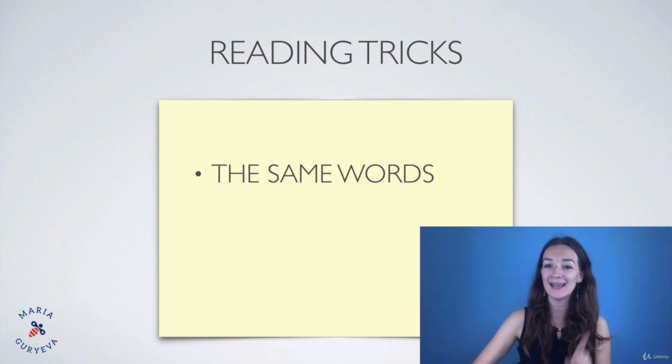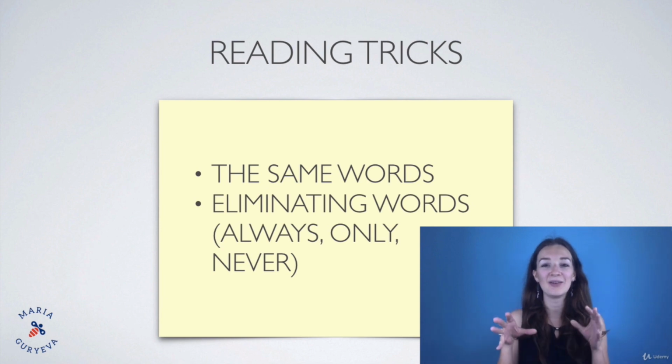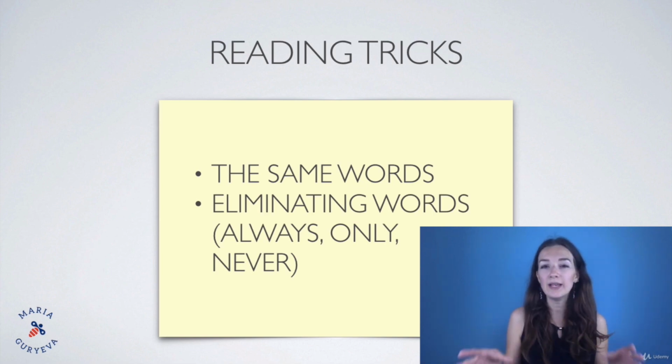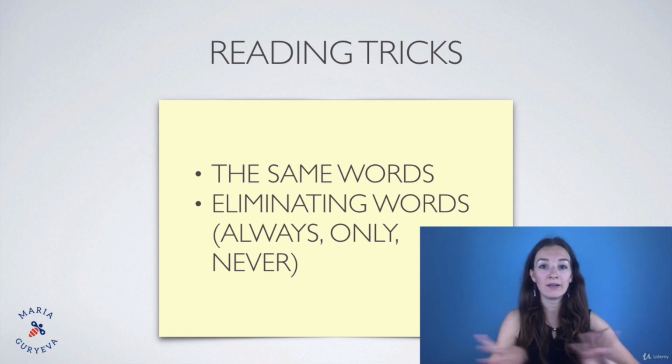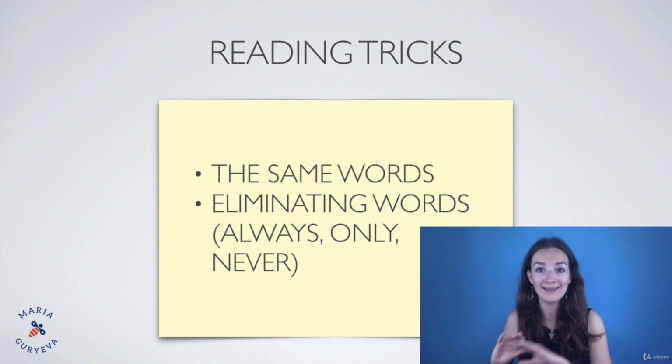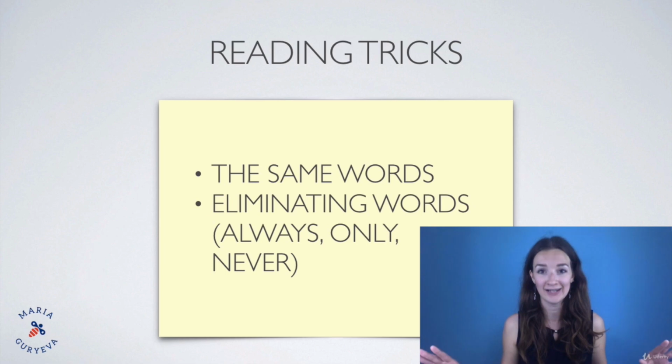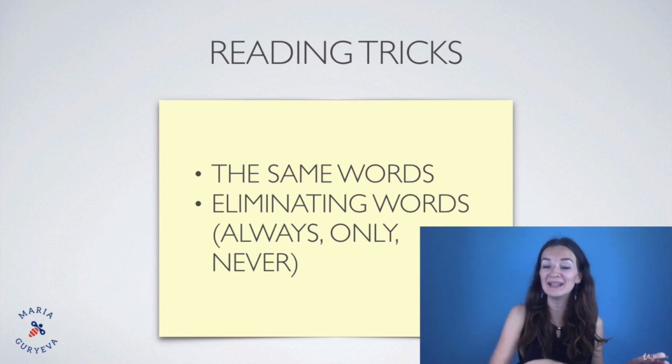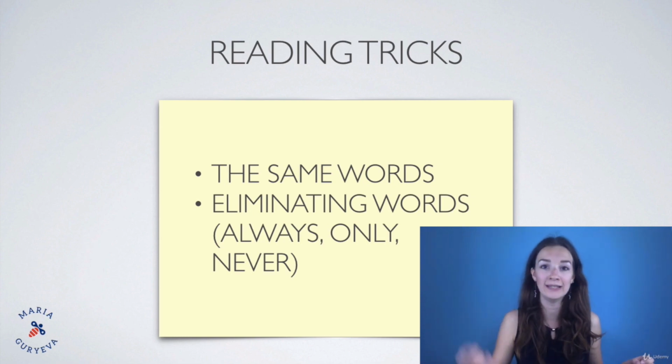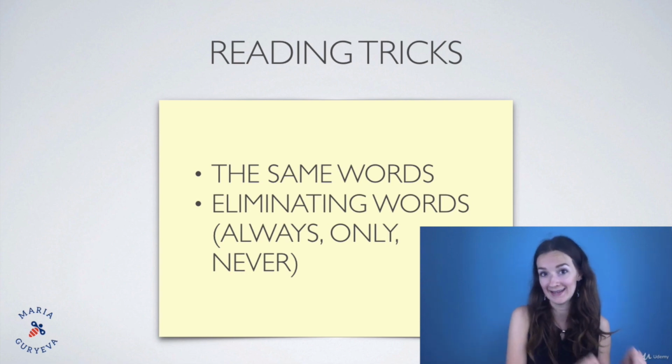All right, we move to the next reading trick, and it's eliminating words. So what is eliminating words? Eliminating words are such words as always, only, or never. So these words eliminate a lot of other things. So they say always. It means there are no exceptions. Or they say only. It means only this, right? There are no exceptions. Or never, never it happens, right? No exceptions. So when we have an answer choice which has an eliminating word such as always, only, or never, this is a wrong answer. We have no right to choose that answer.